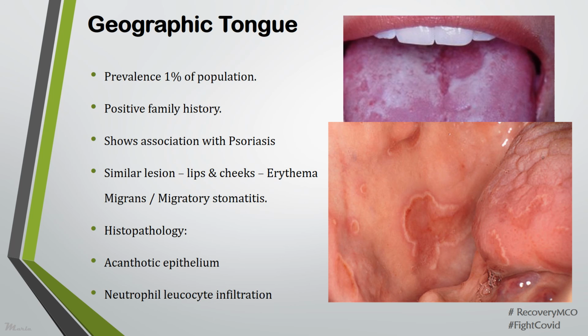When a tissue from the geographic tongue is biopsied and studied under the microscope, it will reveal the presence of acanthotic epithelium. That means the number of cells in the spinous cell layer increases. Also, there will be neutrophil leukocyte infiltration within the epithelial cell layers.